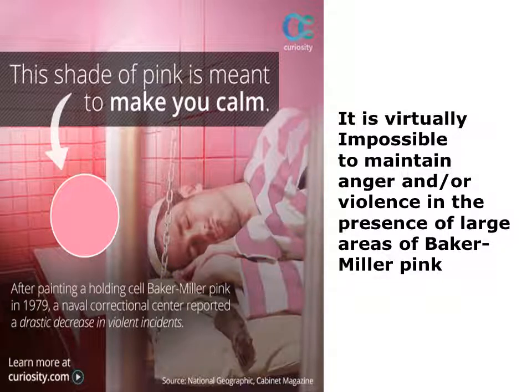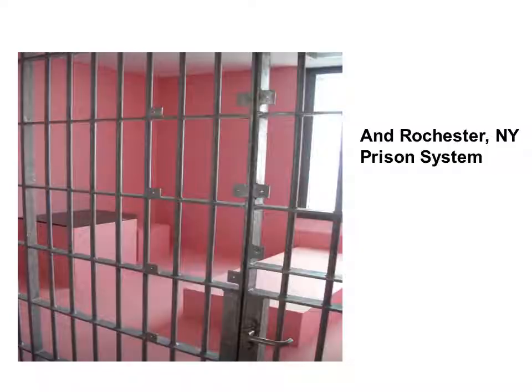And here we have a picture of an inmate, and he's dressed in a pink and white striped garb, and he's in a pink room, and he has pink tile on the wall, and he's sleeping nicely. He cannot stay violent in the presence of Baker-Miller pink. Here we have a picture of a cell in the Rochester, New York prison. I'm not sure which one, but there's the prison, and everything in there is painted pink.